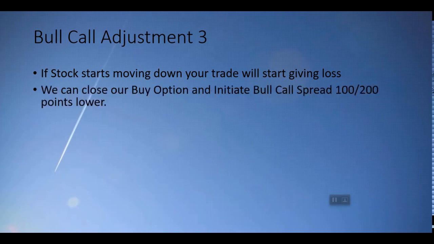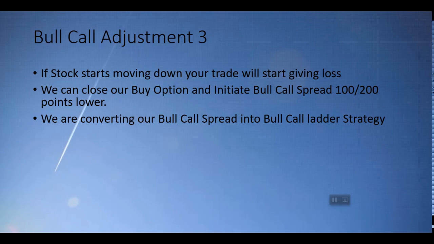So we can close our buy option and initiate the same bull call spread by moving our trade 100 or 200 points lower. Which means that in this case we are converting our trade from a bull call spread into a bull call ladder strategy.